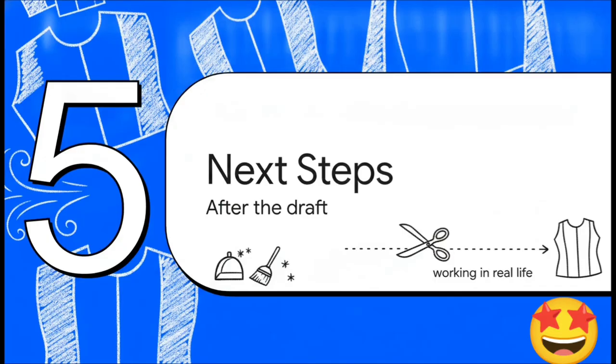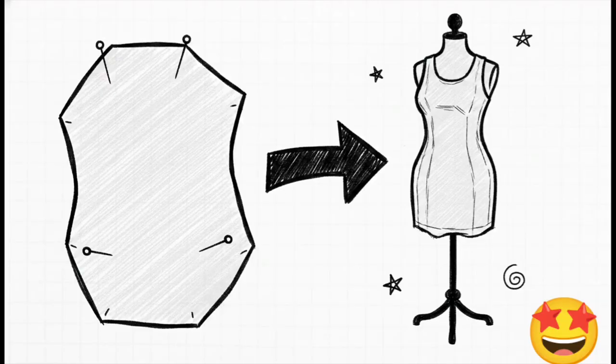Section 5. Next steps after drafting. Phew, the hard math and drawing part is done. Now we just do a final walkthrough of the draft, checking our work to make sure there are no sharp angles where there shouldn't be, and marking all our notches. Now, what's really interesting about this slide is a specific industry practice that happens at this exact stage. After checking the paper, the ultimate test is something called the toil, or the muslin test.